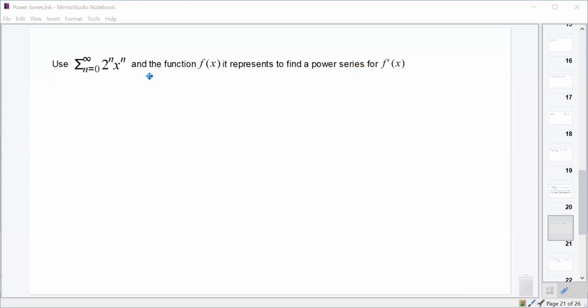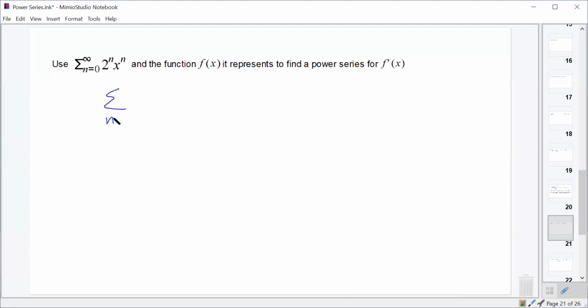So this time we've got the summation form, the sum from n equals 0 to infinity of 2 to the n x to the n. We want to find a power series for the derivative of this function. And so we're going to say that f of x is 2 to the n x to the n. So first off, just to remind ourselves how these power series work, how else could we rewrite this series?